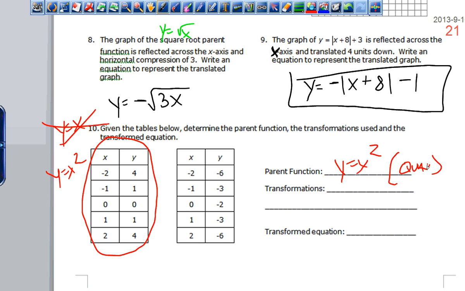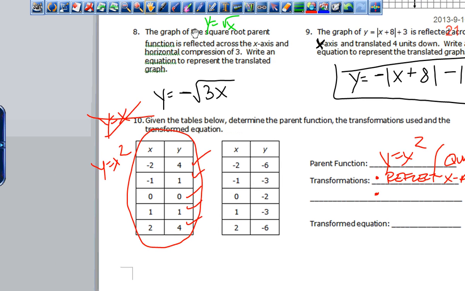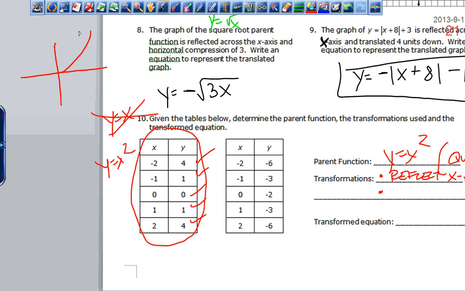Then the 4. Okay, I'm going to tell you this. We got 2 transformations. It's stretch and reflected. One of those, right? It did reflect. Here's why. These are all positive and these became negative, and compressed by 2, right? Reflected across the x-axis, right? Because if I were to plot these, my graph would be up here, and now all of a sudden it's down here.